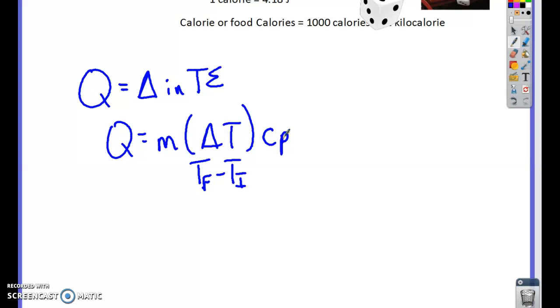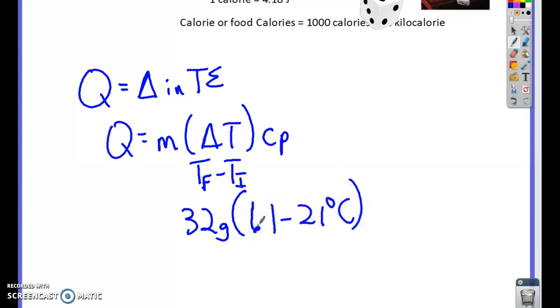If you look at the problem in your notes, it says you have a silver spoon that has a mass of 32 grams, and the temperature changes from 21 to 61. So is it heating up or cooling down? It's heating up, that's correct. So it's going to be your final temperature, 61 minus 21 degrees Celsius, and it's going to be times the specific heat of silver, which is 275 joules.